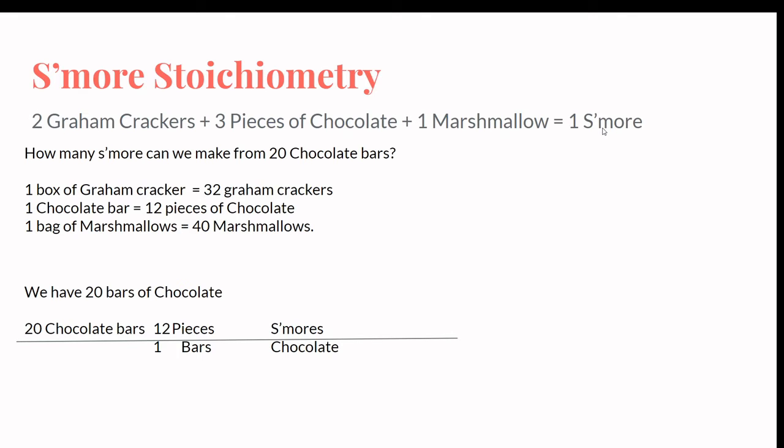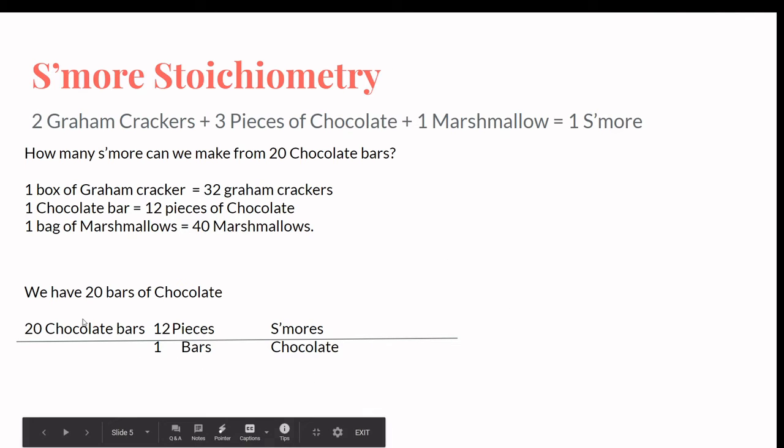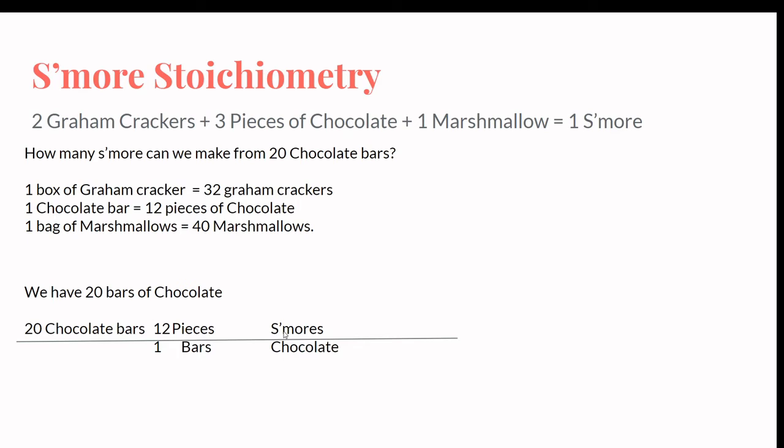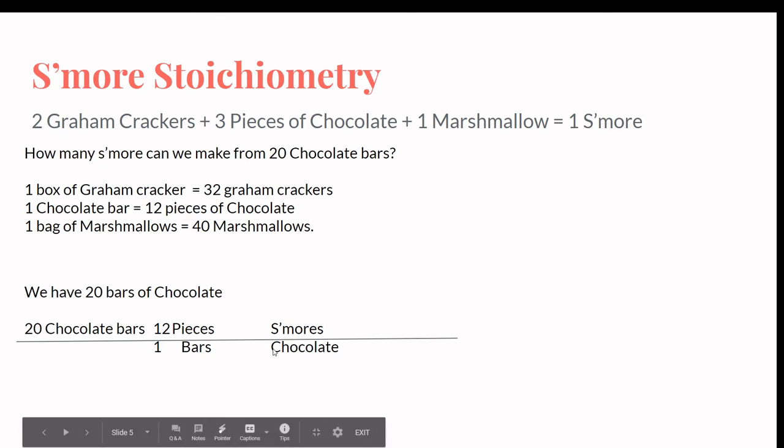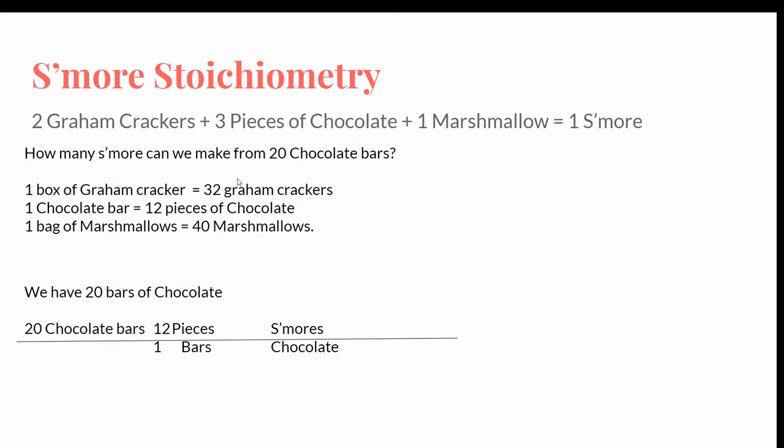So notice we've made a new conversion here. We're now going to get rid of bars and chocolate, and it's going to tell us how many s'mores we're going to get. Okay? Now, this pieces will end up going away a little bit, because this should be in moles, but we have a little issue. But we're going to be able to figure this out now.